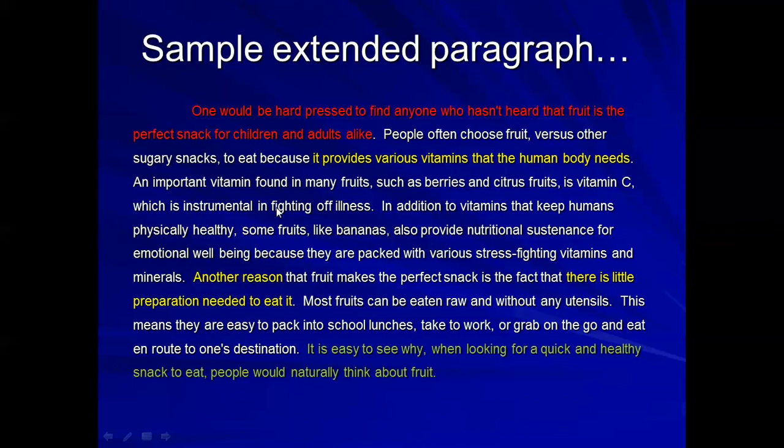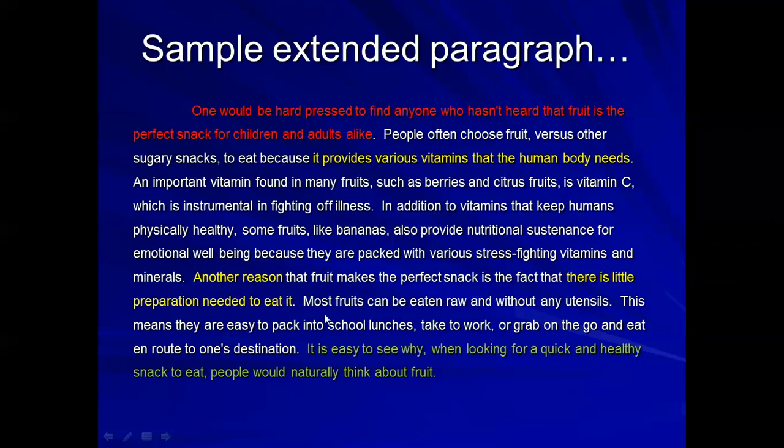All right, and now I'm going to add to that, in addition to vitamins that keep humans physically healthy, some fruits like bananas also provide nutritional sustenance for emotional well-being because they are packed with various stress-fighting vitamins and minerals. Here's my mid-paragraph transition. Another reason that fruit makes the perfect snack, so again, my topic sentence is about fruit being the perfect snack, so I'm tying it together. In my mid-paragraph transition, another reason that fruit makes the perfect snack is the fact that there is little preparation needed to eat it. So here's my second detail supporting it.